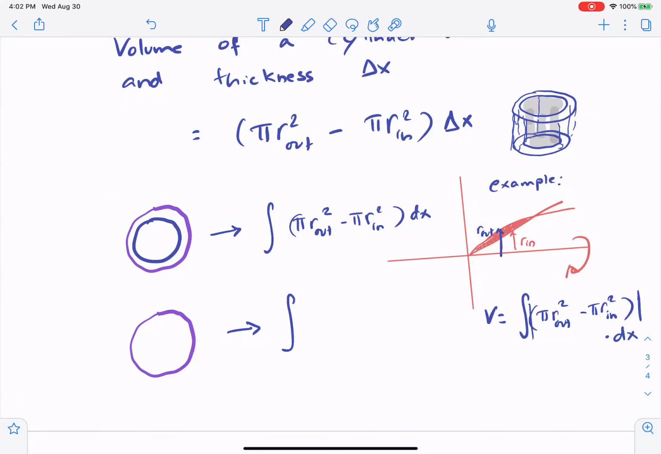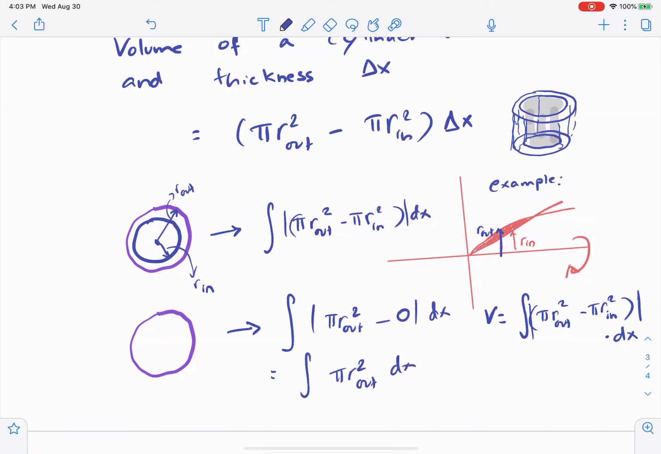The top one has a hole, and we had outer radius, R out, and inner radius, R in. I showed you an example of the function. The volume integral is right in the middle. Now I got rid of the inner circle. Let's put that absolute value sign for the sake of it. So how would the integral change? If you get rid of the inner circle, its radius is gone. So I end up getting simply pi r out squared dx.